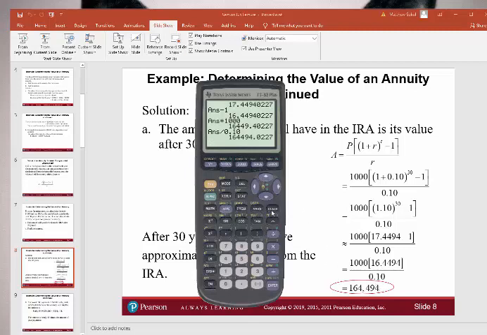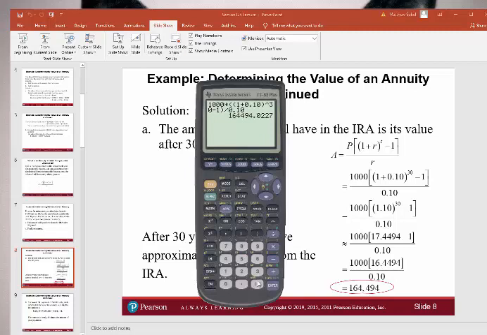Let me show you how to do this all in just one step on your calculator. You go 1,000 times, first set of parentheses, a second set of parentheses, 1 plus 0.10. Close the second set of parentheses. Raise that to the 30th power. Subtract 1. Close the parentheses. And then divide that by the rate. You'll get the same thing. It just involves practicing with your calculator here. You'll get better with the calculator the more you practice it.